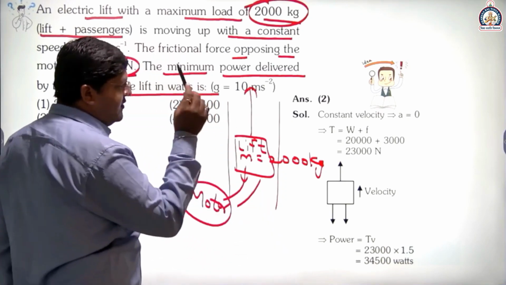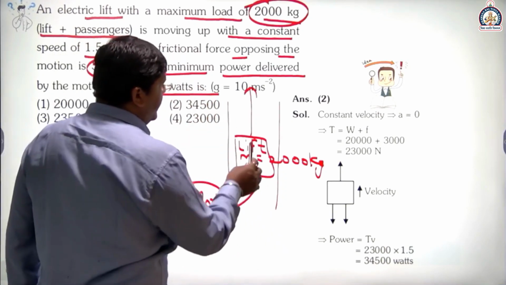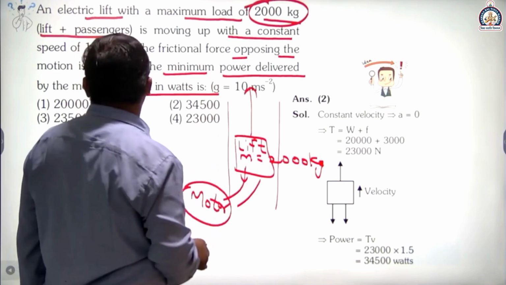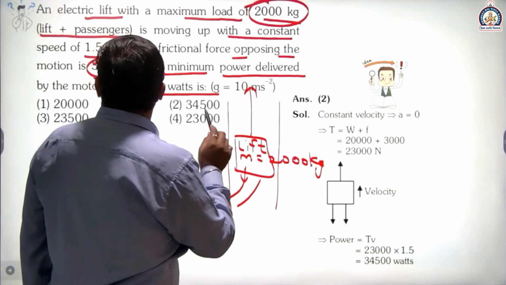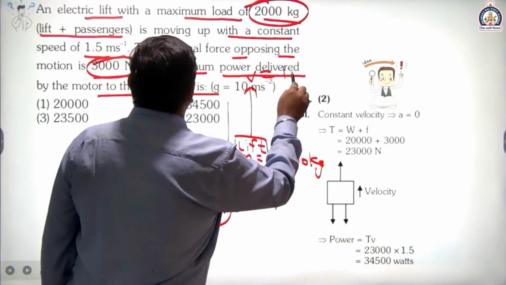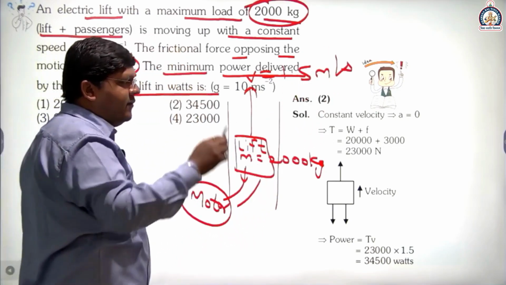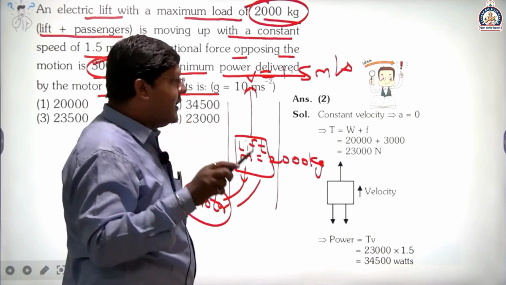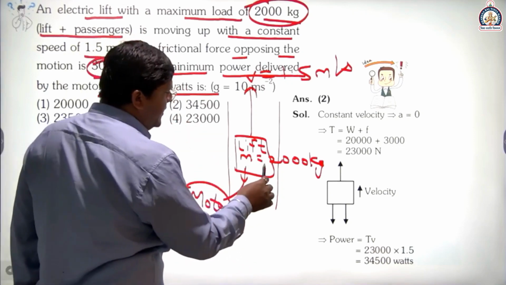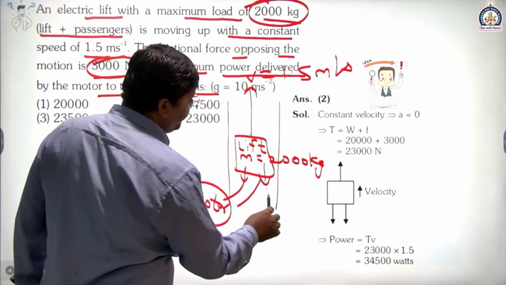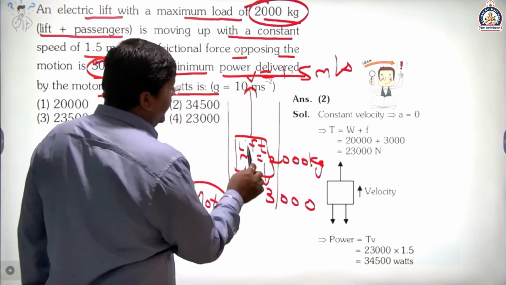Okay, we can solve this type of question. The lift is moving in the upward direction with a velocity of 1.5 meter per second. So when the lift is moving upward, two forces are acting in the downward direction. First is the friction force, which is about 3000 Newton, and its own weight.